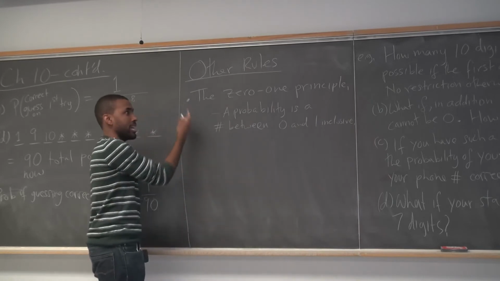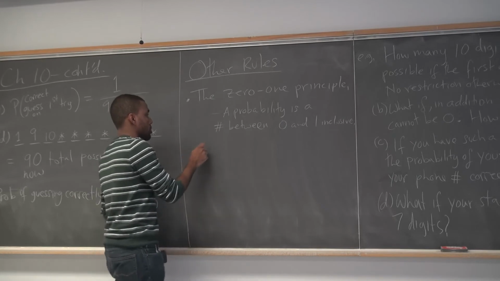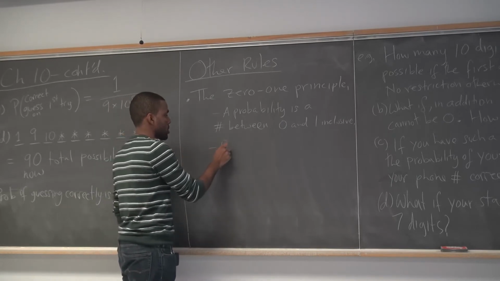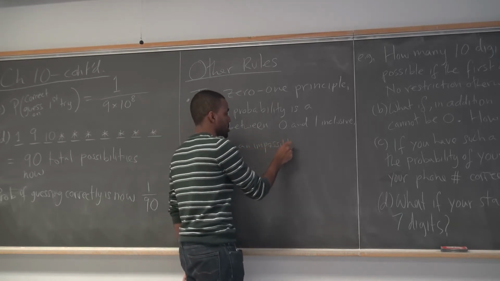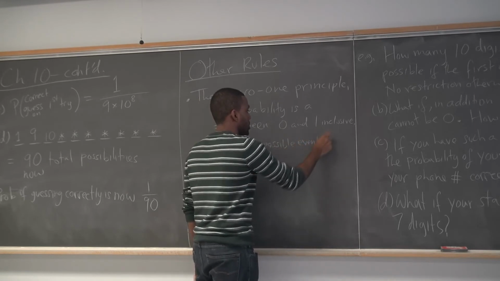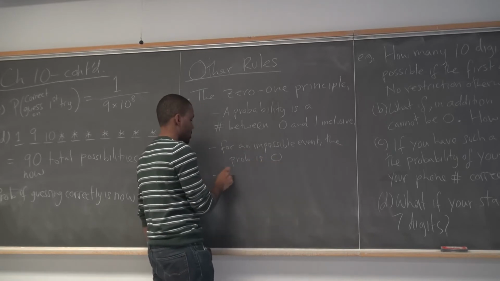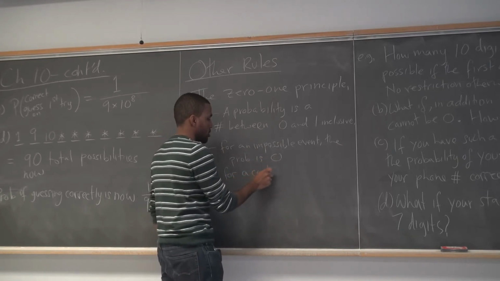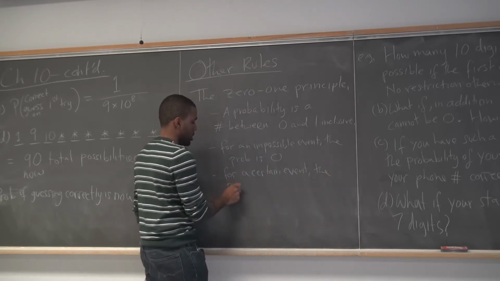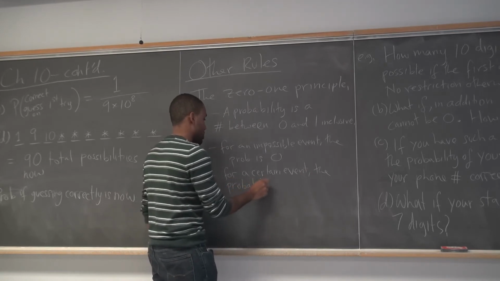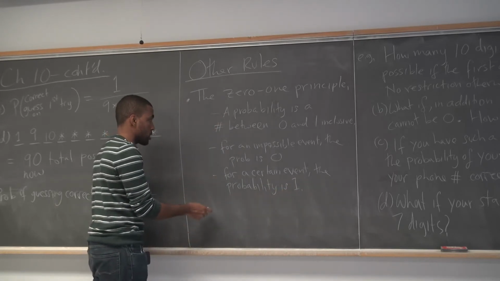We mentioned this last time, but it actually has a name. It's called the 0-1 principle. That means for an impossible event, the probability is 0. For a certain event, the probability is 1, and in all other cases it's going to be a number in between these.